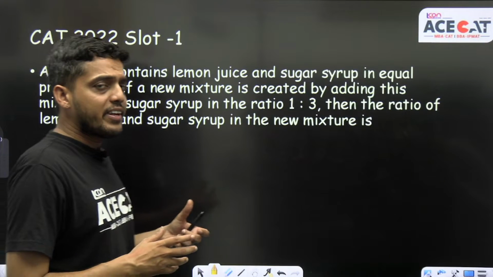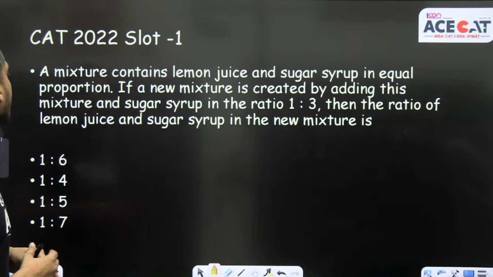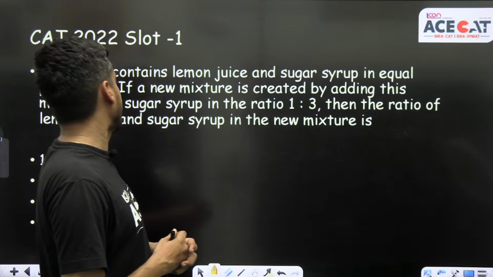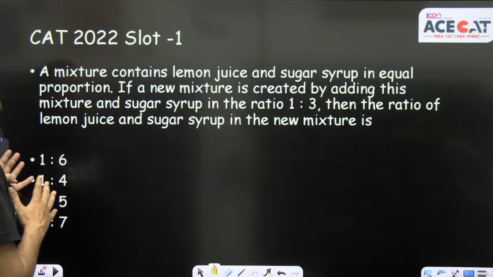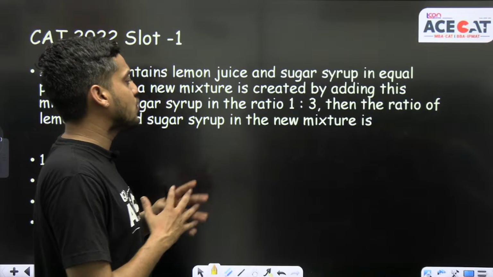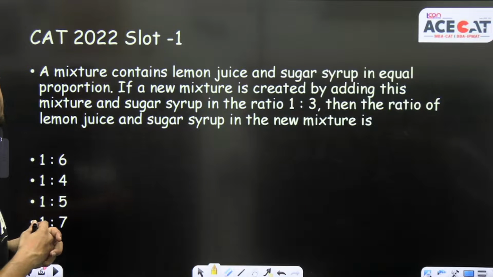In fact, this was a very easy question, the easiest question of all the slots. A mixture contains lemon juice and sugar syrup in equal proportion. If a new mixture is created by adding this mixture and sugar syrup in the ratio of 1:3, then what is the ratio of lemon juice and sugar syrup in the new mixture?